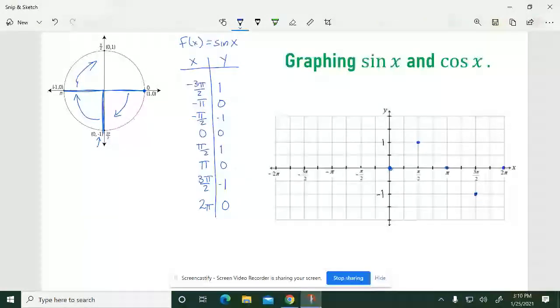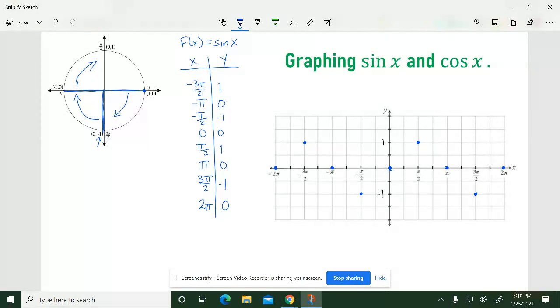Going the other way, the negative direction, negative pi over 2, I'm at negative 1. Then I'm at 0. Negative 3 pi over 2, I'm up at positive 1. If I were to go to negative 2 pi, that would put me back at 0. So you can see it's bouncing up and down. It's bouncing up to 1, down to negative 1, up to 1, down to negative 1.